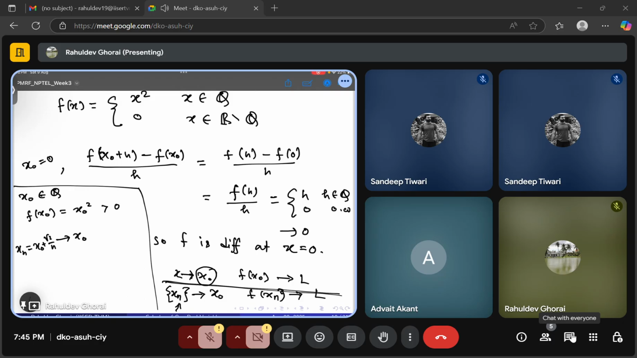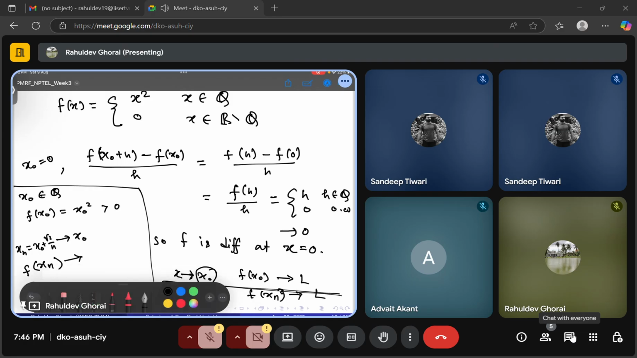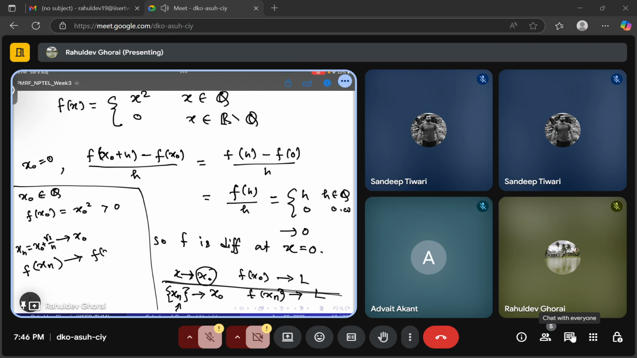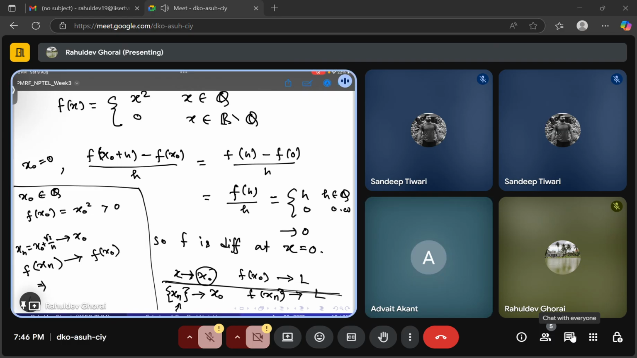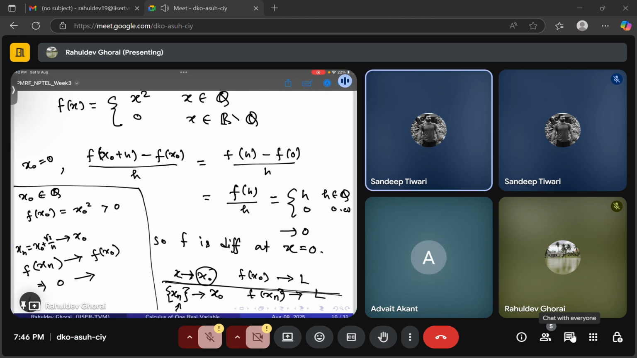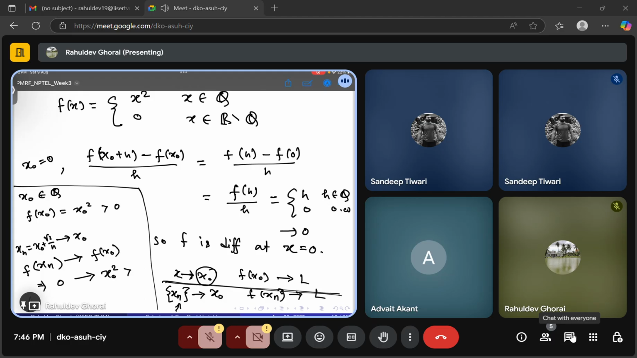So now the sequential criterion says that if the limit exists and f is continuous, then f of xn should converge to f of x naught. That is the limit. Up to this is okay. Now, what is f of xn? It is 0. It is converging to x naught square, which is converging to 0.